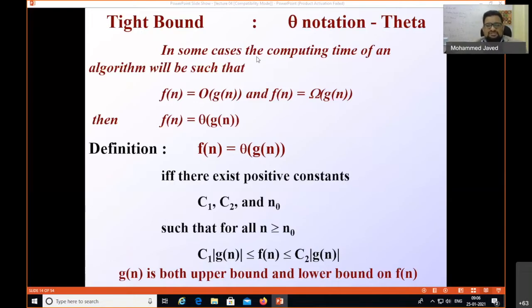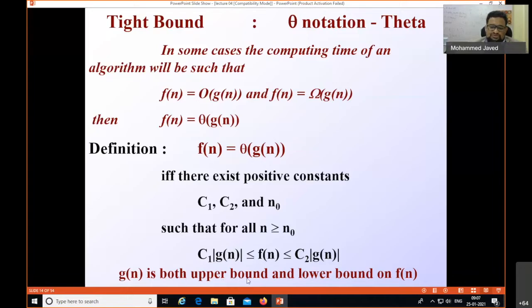So in some algorithms, the computing time will be such that f of n is equal to big O of g of n, and f of n is equal to omega of g of n. So both the worst case and the best case running time will be the same. In such a case, we call that algorithm a tight bound, and that is represented using theta of g of n. So f of n is equal to theta of g of n if and only if there exist positive constants c1, c2, and n naught, such that for all n greater than or equal to n naught, f of n is greater than c1 into g of n, and f of n is less than c2 into g of n.